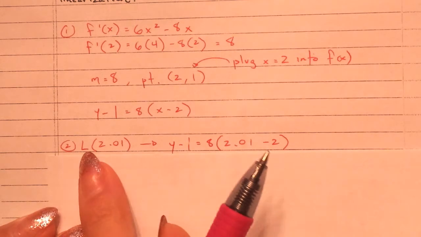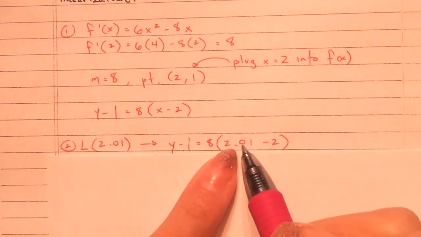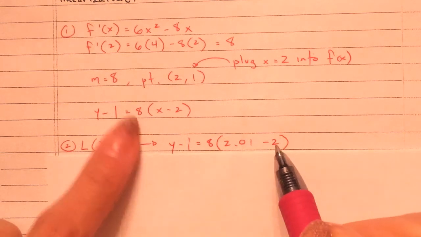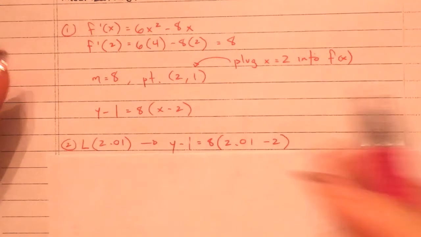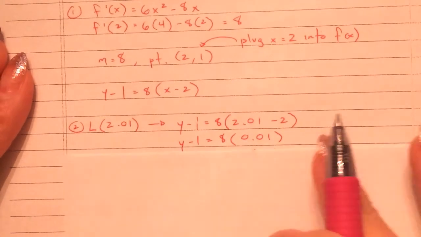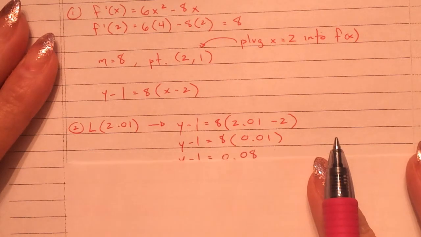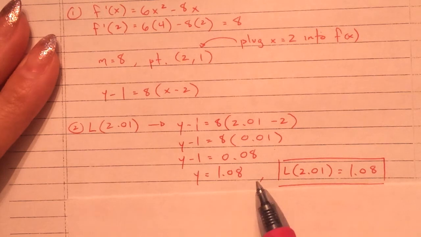So you're taking the linearization of 2.01. What is 2.01 minus 2? This is exactly the same, I just plugged in 2.01. So when you subtract, you get 0.01. When you multiply, you can do this in your head, you know you can, 0.08. You add 1, and then you get 1.08.